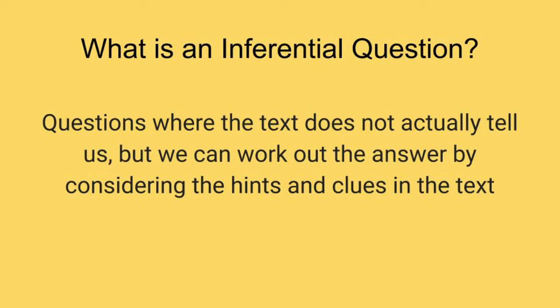These are questions where the text does not actually tell us the answer, but we can work out the answer by considering the hints and clues in the text. So you can go back to the text and reread some keywords and phrases to help you find the answer, but you won't find the actual answer word for word in the text. Literal questions are the ones where you can find the answer word for word in the text. In inferential questions, we'll just find hints to help us come to our answer.